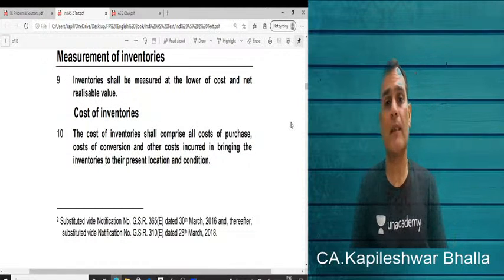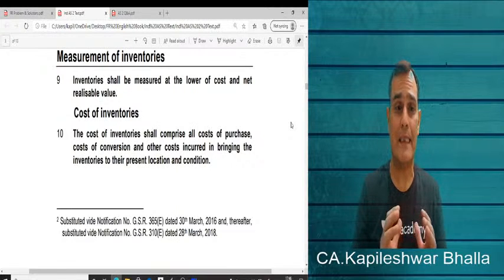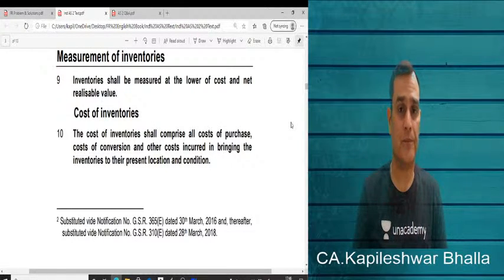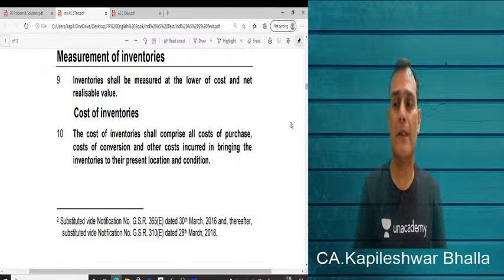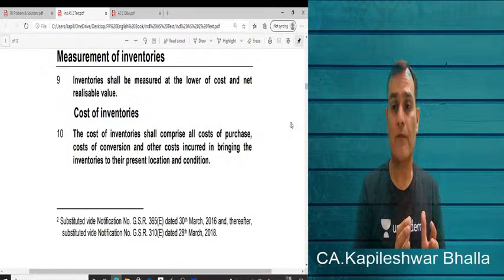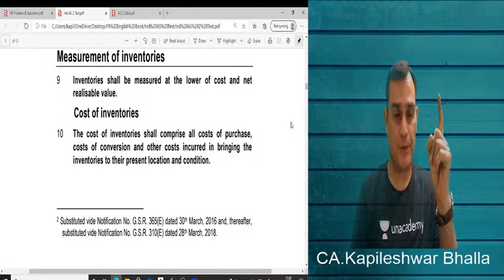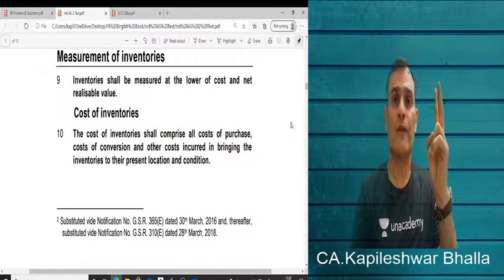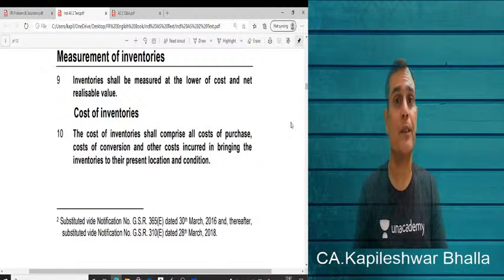Now, if you look at para number 10, you can see the heading above it, which very clearly says cost of inventory. Para number 10 gives you all the kinds of cost which are included. It says the cost of inventory shall comprise of number one, the cost of purchase. Number two, the cost of conversion. And number three, other costs incurred in bringing the inventory to its present location and condition.